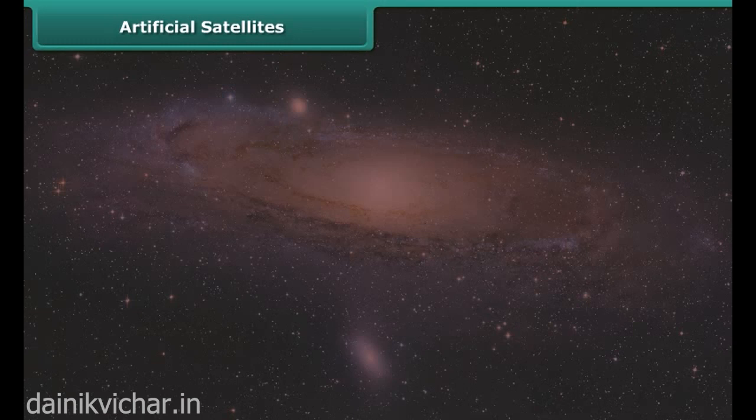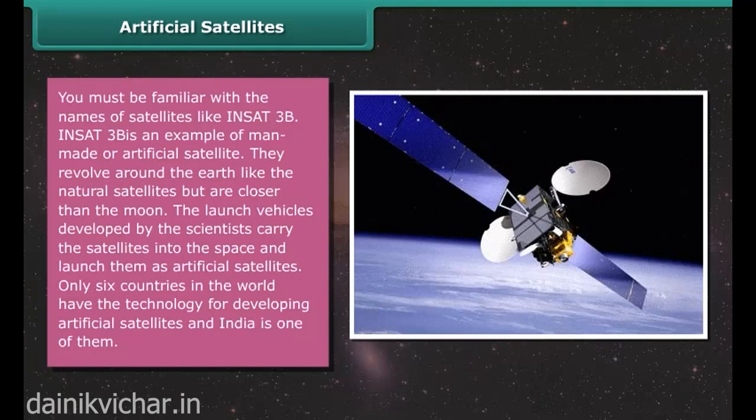Artificial satellites. You must be familiar with the names of satellites like INSAT-3B. INSAT-3B is an example of a man-made or artificial satellite. They revolve around the earth like the natural satellites but are closer than the moon. The launch vehicles developed by the scientists carry the satellites into space and launch them as artificial satellites. Only 6 countries in the world have the technology for developing artificial satellites, and India is one of them.